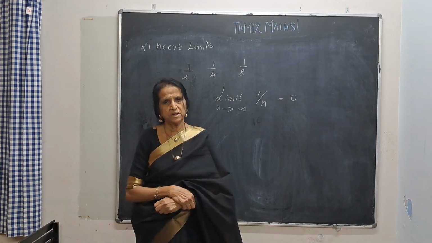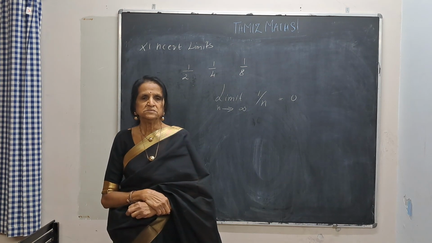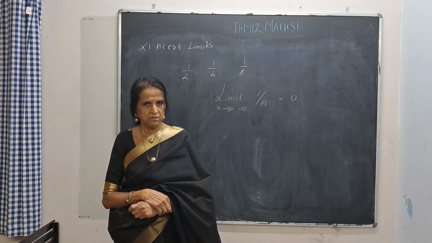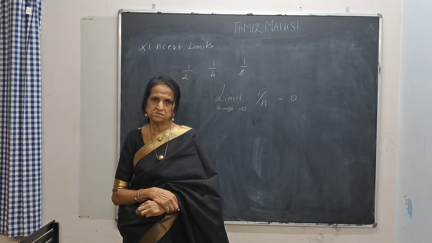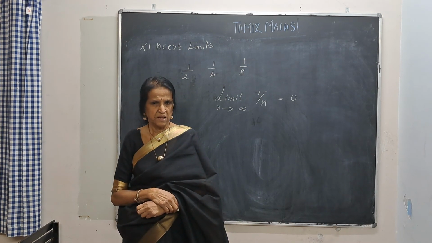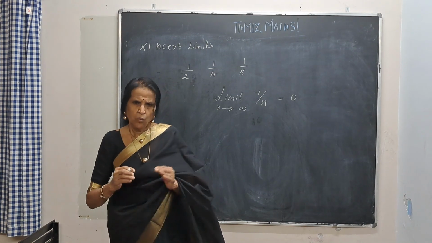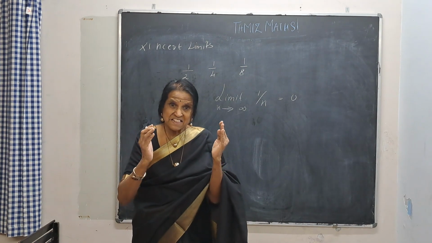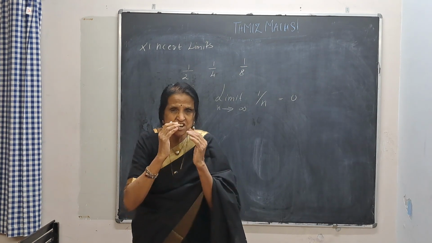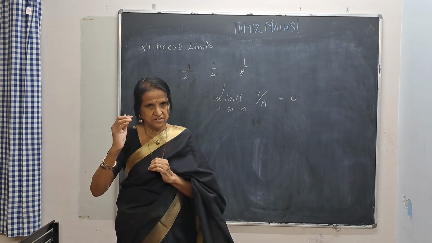So what was I talking about? I was talking about limit of 1 by n when n tends to infinity is 0. There is no such thing as infinity in our domain. What is a domain? A domain is that set for which a function is defined.